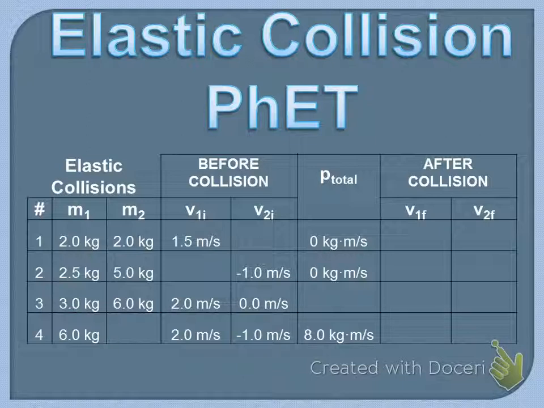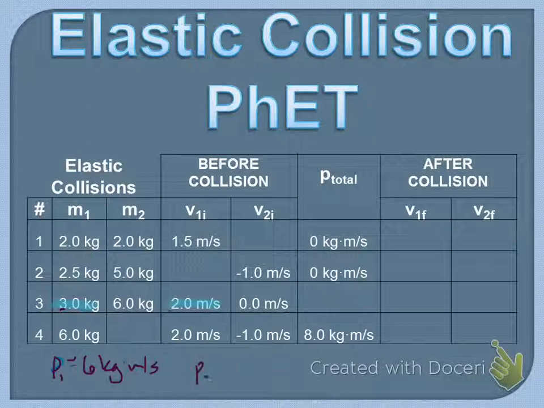So first what we want to do is take the 3 kilograms for object 1, and it's 2 meters per second. And so for momentum of object 1, we get a momentum that's equal to 3 times 2, which is 6 kilograms meters per second.